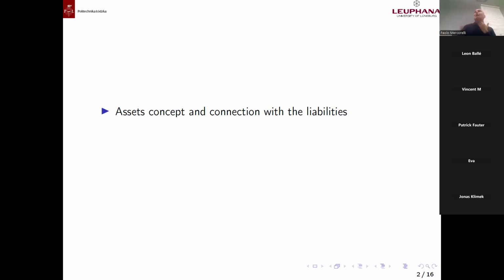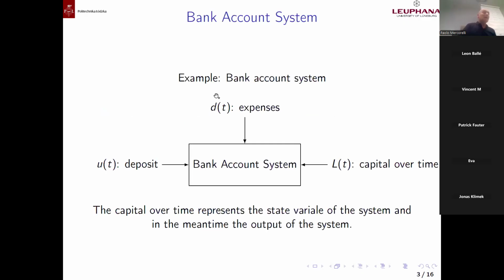Why I am telling you about this? Because this is a possibility to introduce a system which is a concrete system in an easy form. Look, bank account system. We can see deposit, we can see expenses, even though this arrow in this direction seems to be strange. But if you consider this d of t in this direction, d of t is negative, no? Because I withdraw money. No?